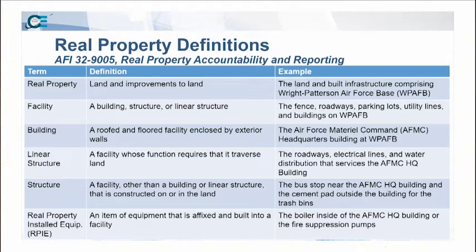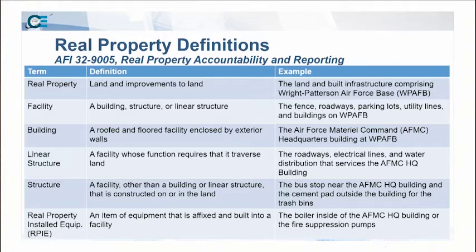In particular, a building is a roofed and floored facility enclosed by exterior walls and consisting of one or more levels that's suitable for single or multiple functions and that protects human beings and their properties from the direct harsh effects of weather. A linear structure is a facility whose function requires that it traverse land, like a runway, a road, a rail line, a pipeline, a fence, pavement, electrical distribution lines, or it is otherwise managed or reported by a linear unit of measure, like feet or meters, within the real property inventory.